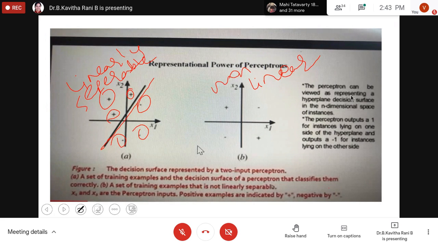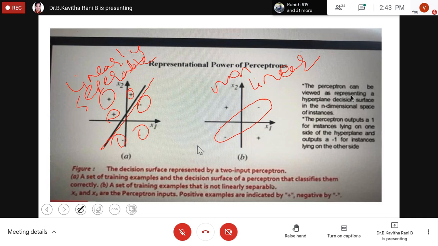If you want to classify this, how are we going to classify it? We have to classify like this. So this can't be done. Why? Because we are not getting any hyperplane here. So that's why it is called non-linearly separable.